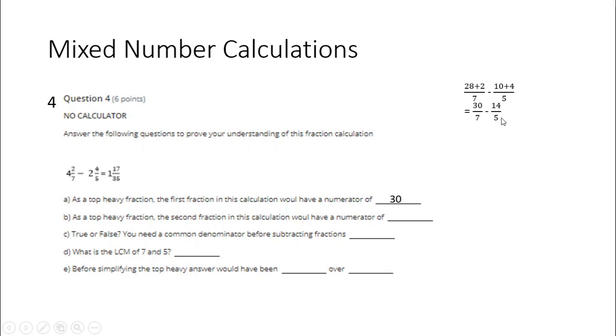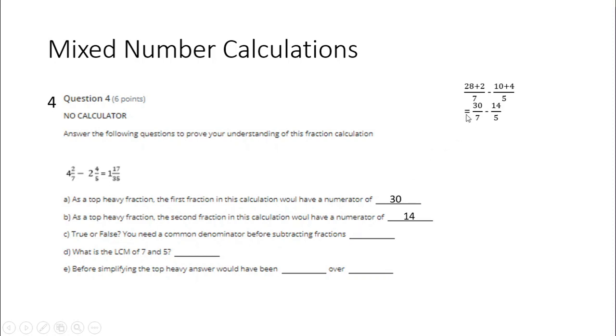If you want to try that on your calculator, you can always do 30 over 7, and it should tell you it's 4 and 2/7. And if you do 14 over 5, it should tell you that it's 2 and 4/5. So our first two answers: the numerator is 30 for the first one, and the numerator is 14 for the second. Next, true or false, you need a common denominator before subtracting your fractions.